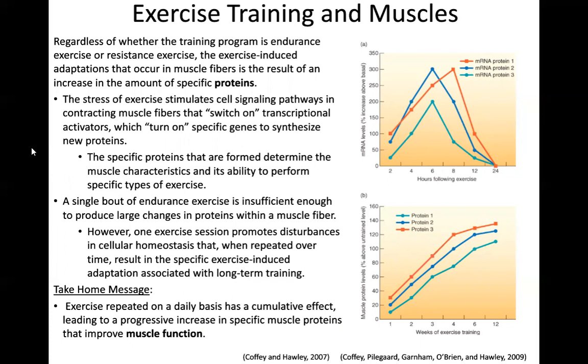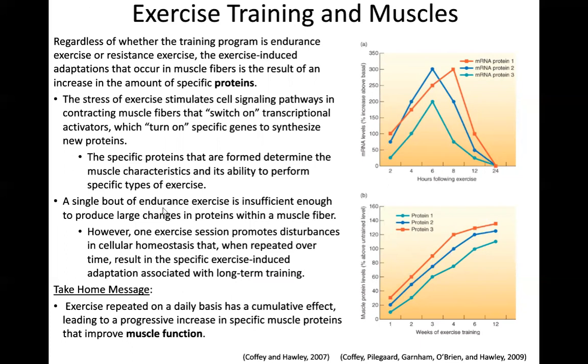Transcription, if you remember, is where we take DNA and we make RNA from it, and then we take RNA to make proteins. And these proteins that we end up making, as you can see here after weeks of training, are going to determine the muscular characteristics and its ability to perform specific types of exercise. So by producing more and more proteins, our muscles as a whole become better adapted.